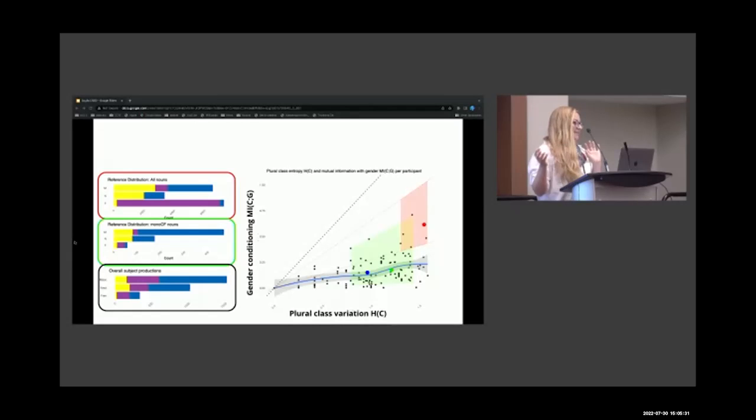So we can first see that most of the speaker black dots are in the green box, again, which is roughly consistent with probability matching to the monosyllable distribution.